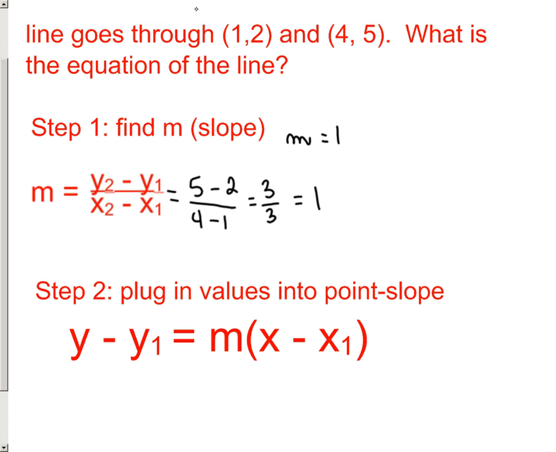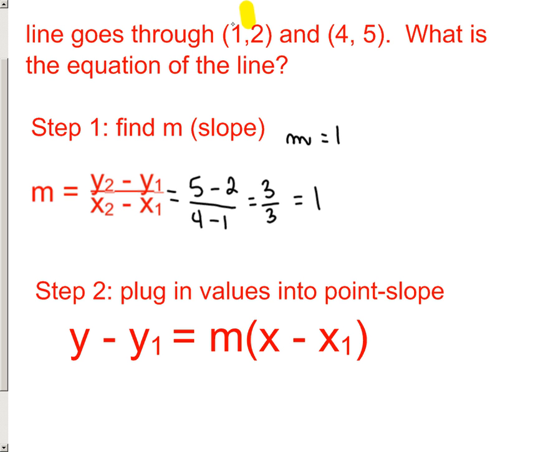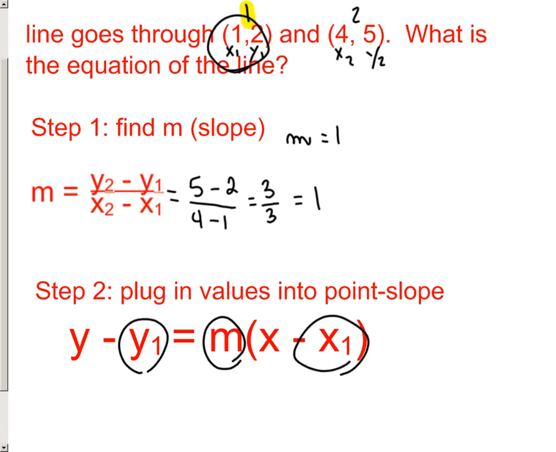You should already be familiar with the idea that when we were finding the slope, we took a look at these two points and said this is point 1, this is point 2, so this was x1, this is y1, this would have been x2, and this would have been y2. And so now I know what my x1 and y1 are. I know what my slope is, and so now I can plug into these three spots in the equation.